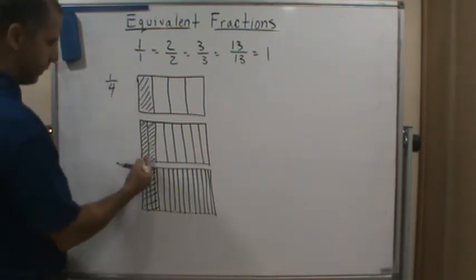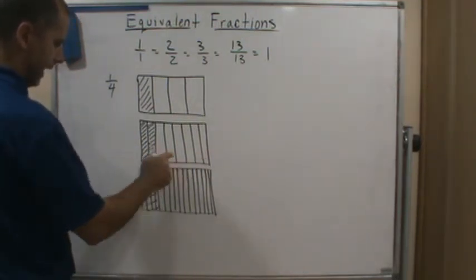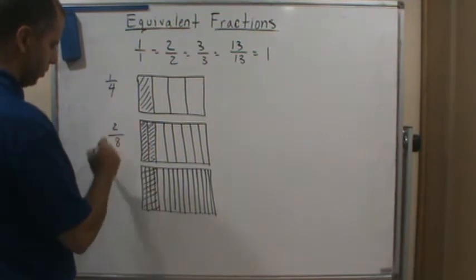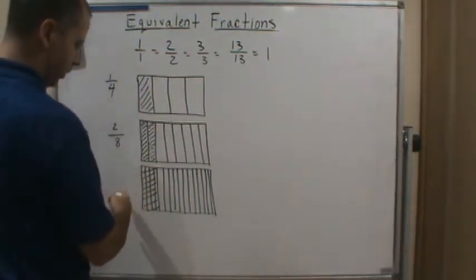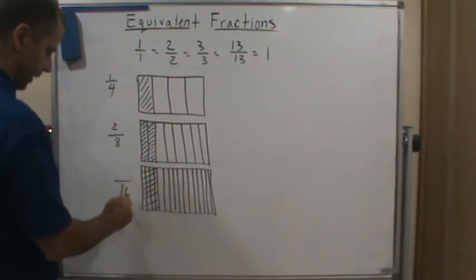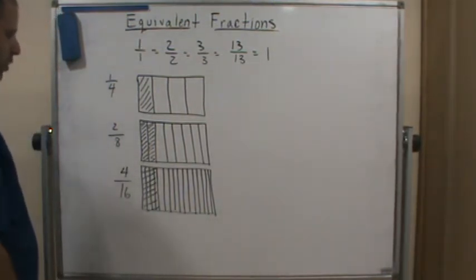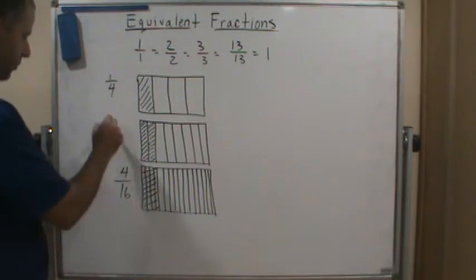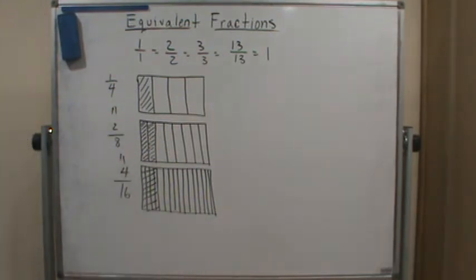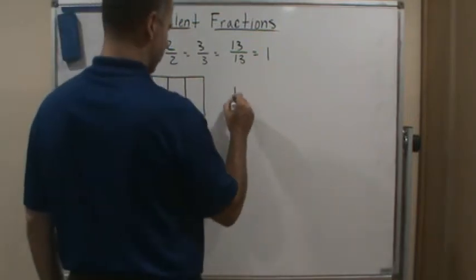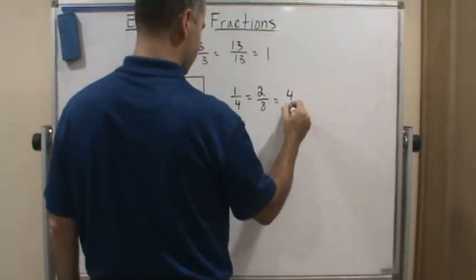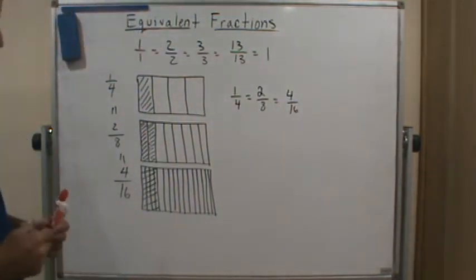So how many equal pieces is this? There are 8 equal pieces. How many pieces are shaded in? 2. And now, in this case, we take the same whole and divide it into 16 equal pieces, and we shade in 4. Well, what does this show you? These 3 fractions all represent the same shaded region. So these 3 fractions are the same. They're equivalent. That means that 1/4 is equal to 2/8, which is equal to 4/16. Okay? And that's the idea of an equivalent fraction.